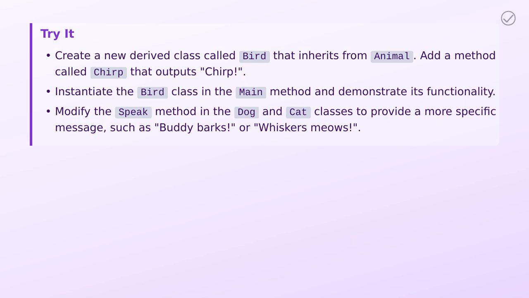Go ahead and work through this exercise. First, create a new derived class called Bird that inherits from Animal. Add a method called Chirp that outputs chirp. Also, instantiate the Bird class in the main method and demonstrate its functionality. Finally, modify the speak method in the Dog and Cat classes to provide a more specific message, such as Buddy barks or Whiskers meows.